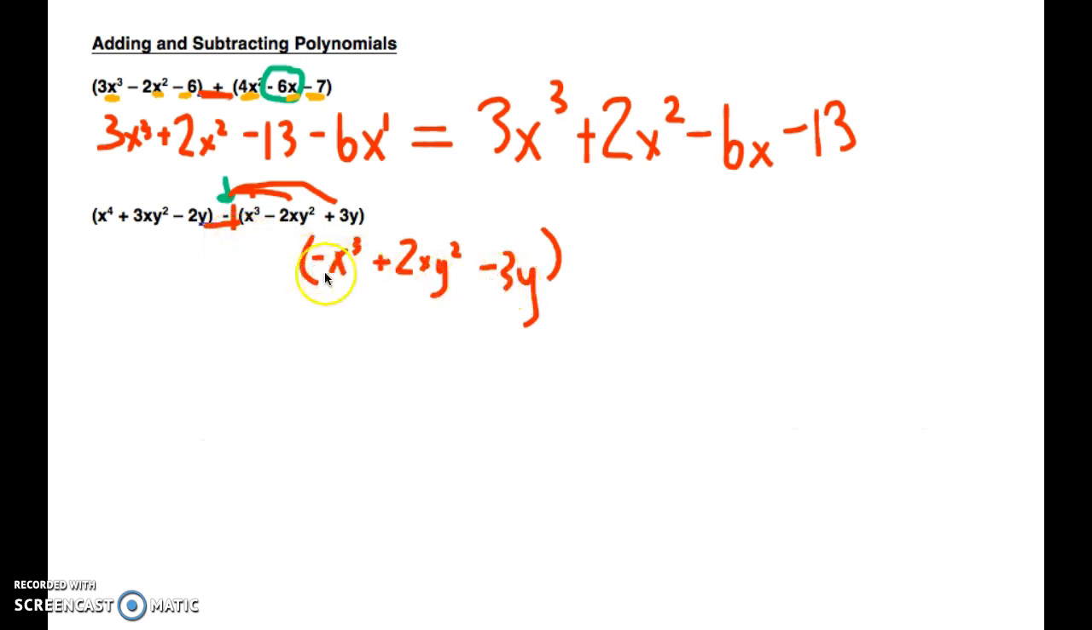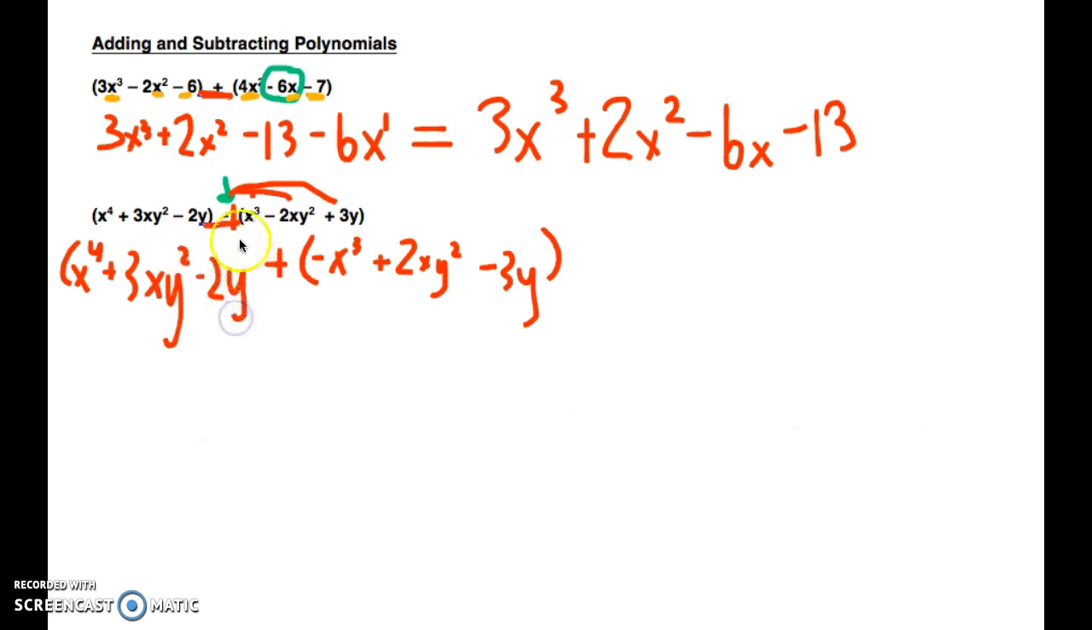Once I've applied that, it's like addition. Remember that subtraction is the same as adding the opposite. So basically that's what I'm doing. I'm adding all of the opposite signs of my second parentheses. My first parentheses doesn't change. I have x to the fourth, and he's up front. And then second term in is 3x squared. 3xy squared minus 2y.